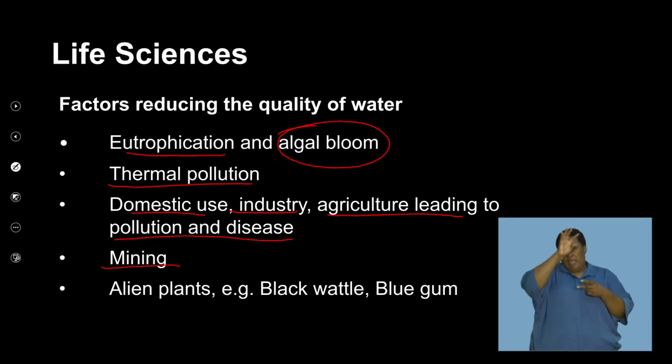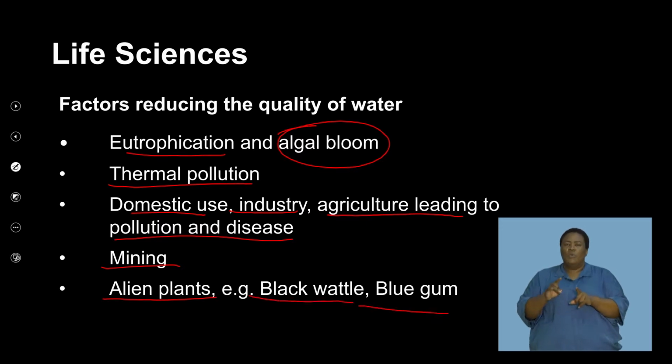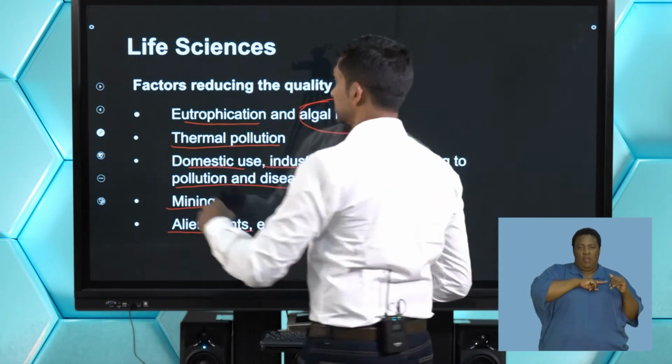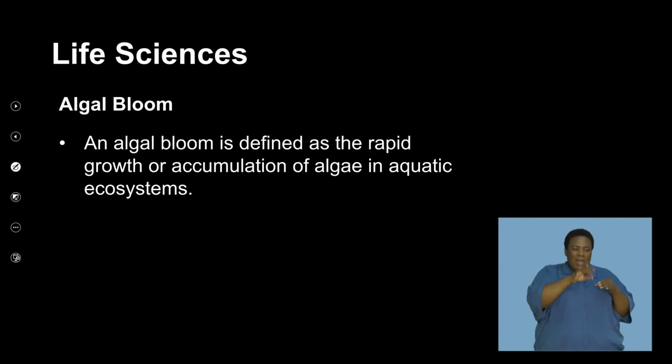Mining as well, as I spoke to you about earlier on, and then alien plants such as black wattles and blue gums that are not indigenous to the context of a South African environment, but end up using more water than our indigenous plants. So those are factors that reduce the quality of water in our areas.